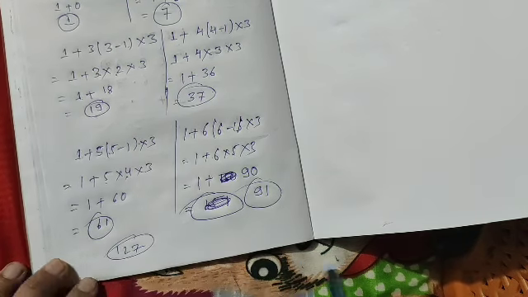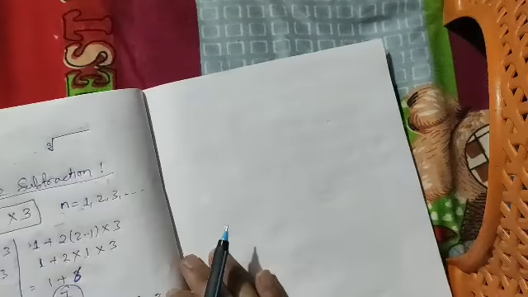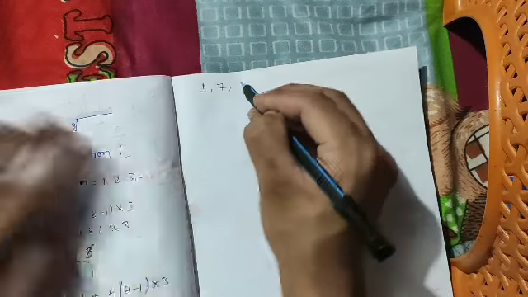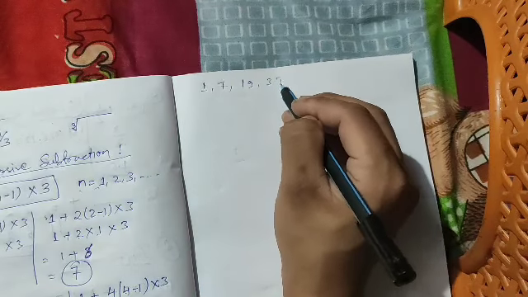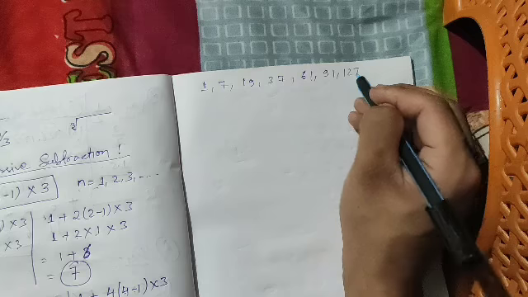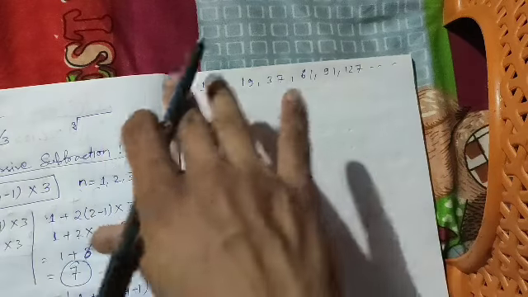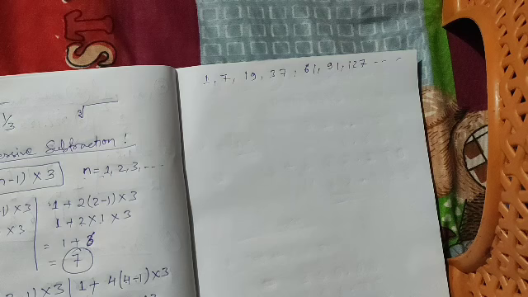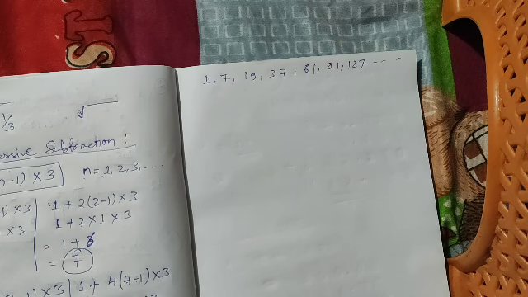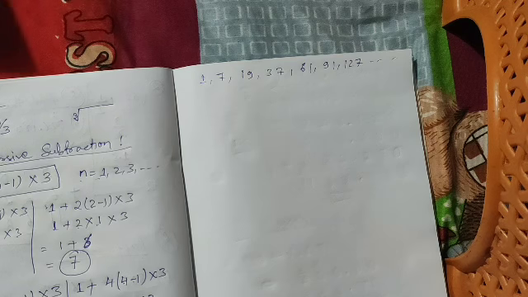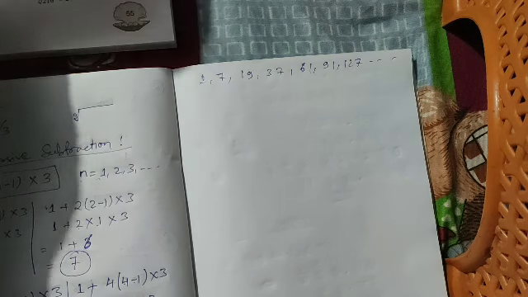Okay, and so on. So what are the numbers that you need to subtract successively? Then it will be 1, 7, 19, 37, 61, 91, 127 and so on. So if you want to proceed further, you can get other numbers also by successively substituting the value of n. Okay, so let us move to the questions.